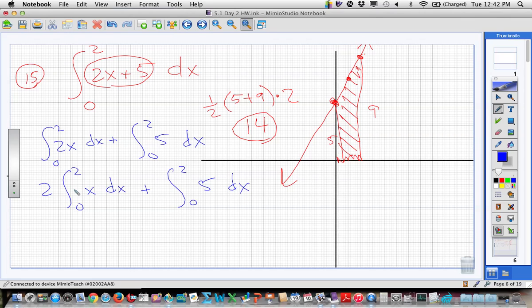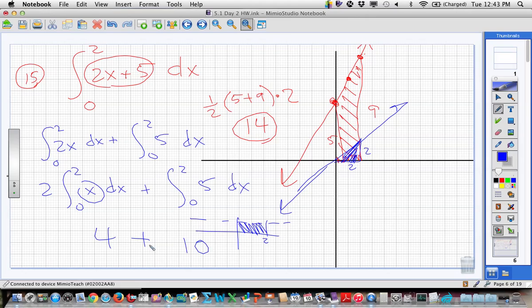So now the function you'd want to graph is y equals x. So you'd come over here and you graph y equals x. You're going to do that area from 0 to 2, which is going to be this triangle, which is a 2 by 2. What's that? 4, half that's 2. So this whole thing would be 2. 2 times 2 is 4. This would be a horizontal line. This would be y equals 5 from 0 to 2. 5 times 2 is 10. 4 plus 10 is 14. So you do get the same thing.